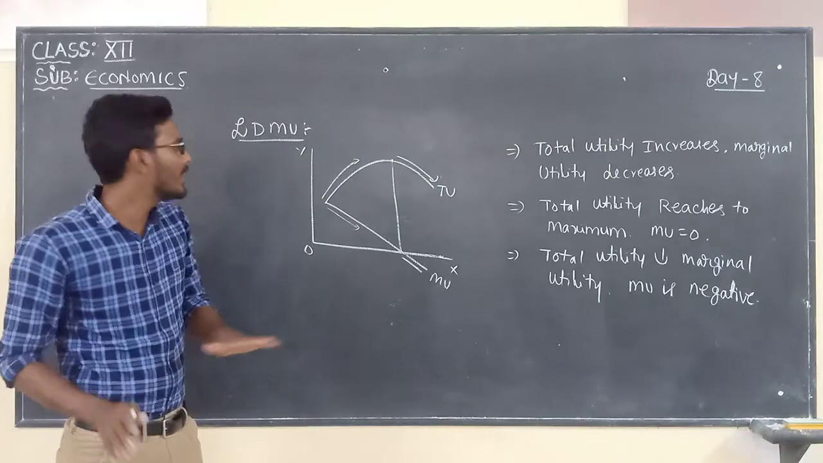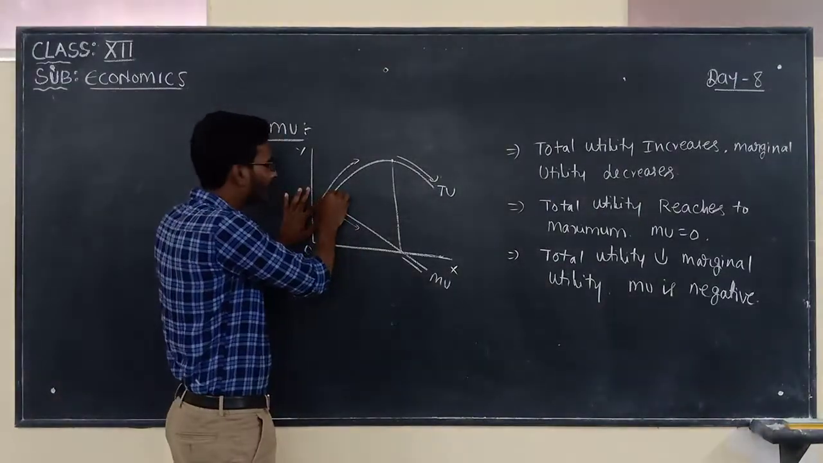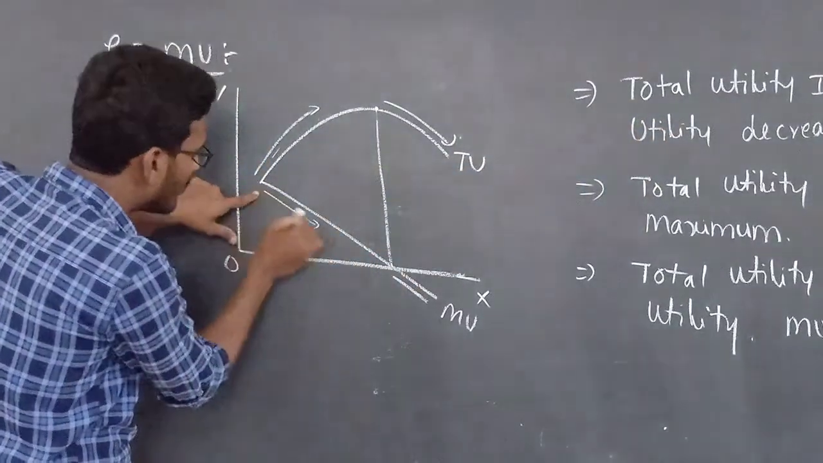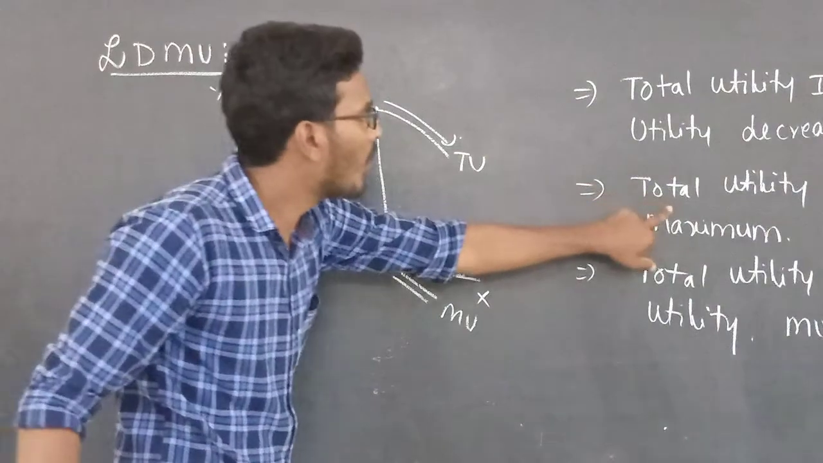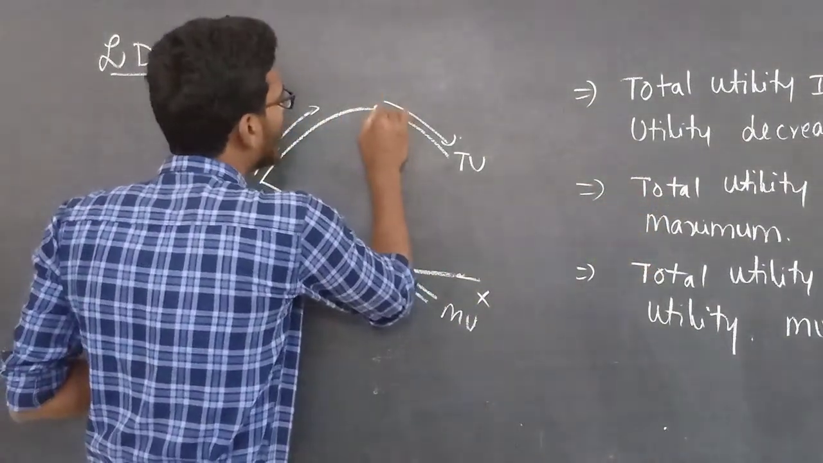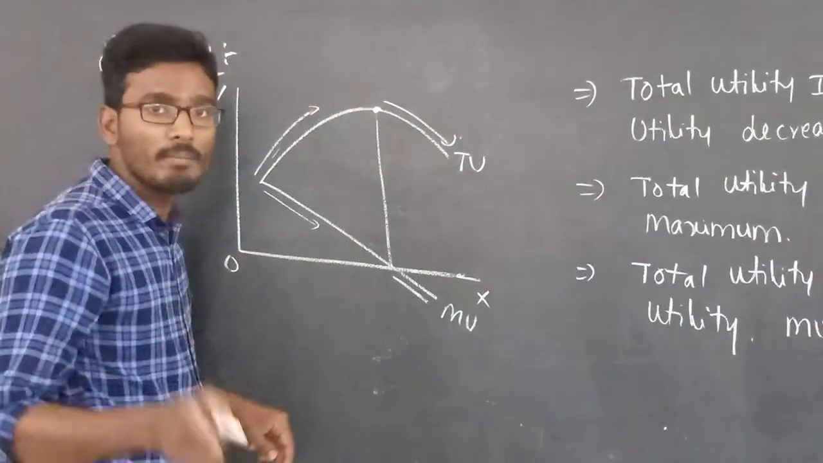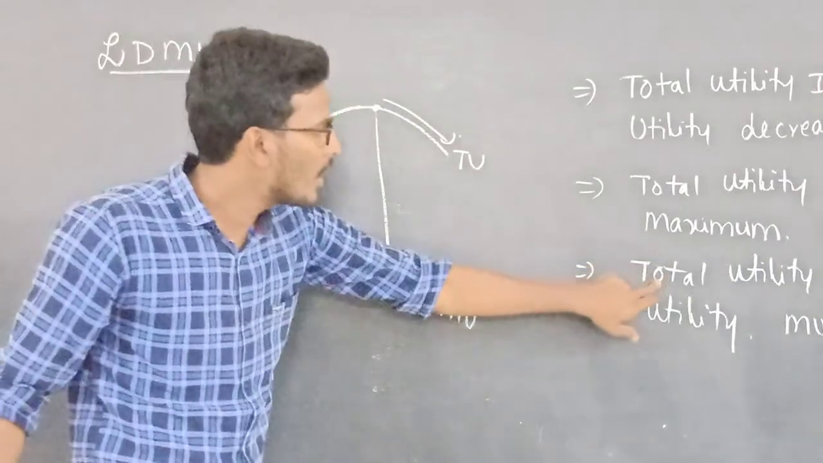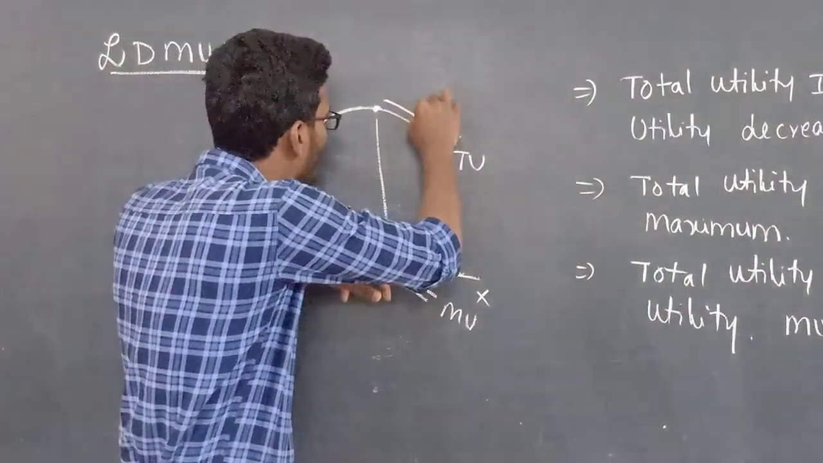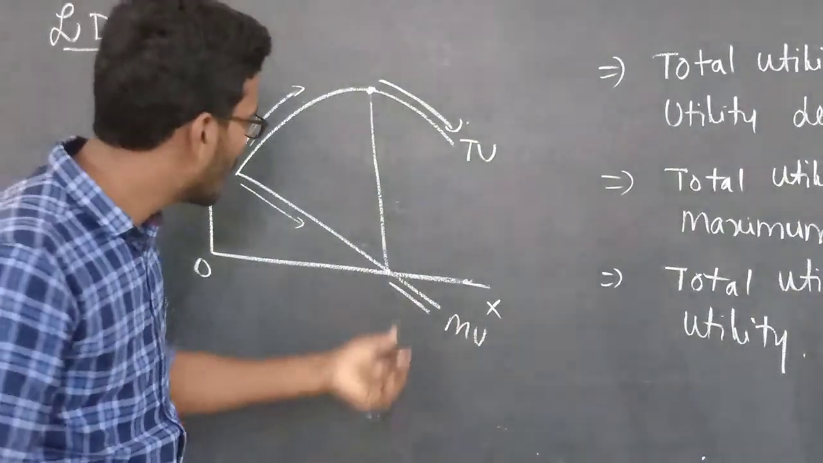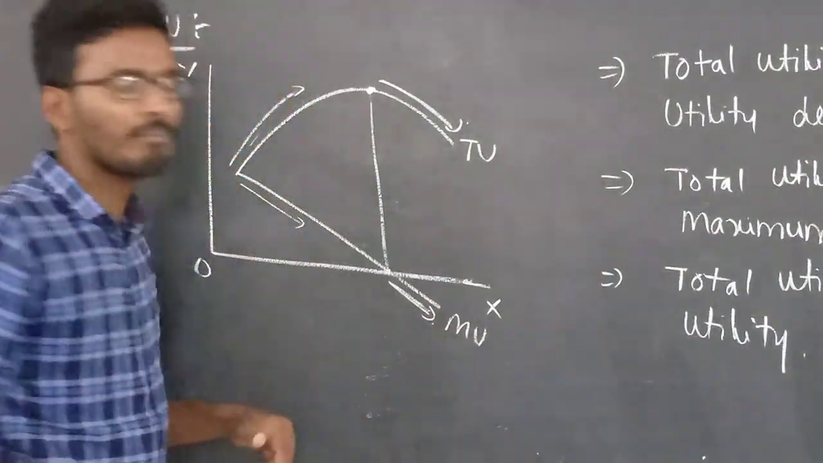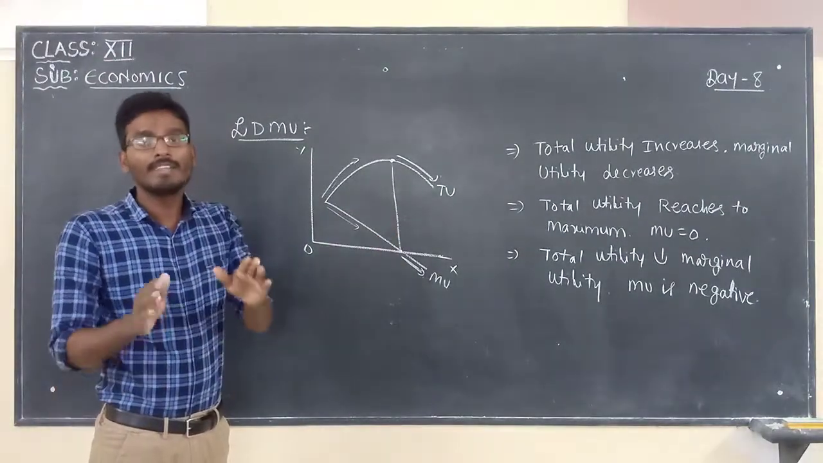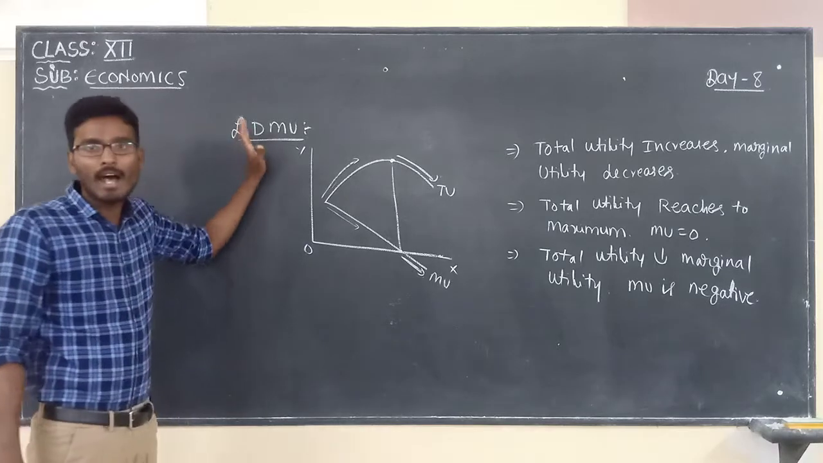Now identify this in the diagram again. Look at the total utility curve. Total utility will be increasing, right? When total utility is increasing, marginal utility will be decreasing. Second, total utility reaches its maximum. What happens to the marginal utility? Marginal utility becomes 0. And finally, total utility will be decreasing. What happens to the marginal utility? Marginal utility becomes negative. So this is the relation between total utility and marginal utility that we studied in the law of diminishing marginal utility.